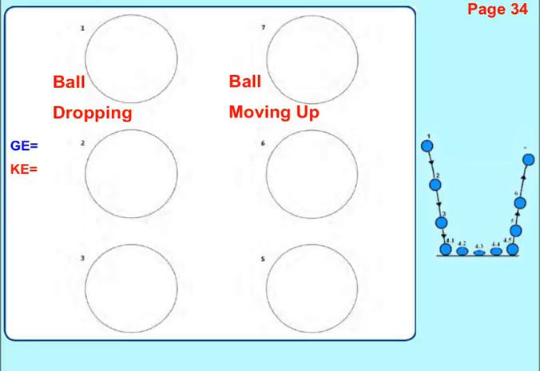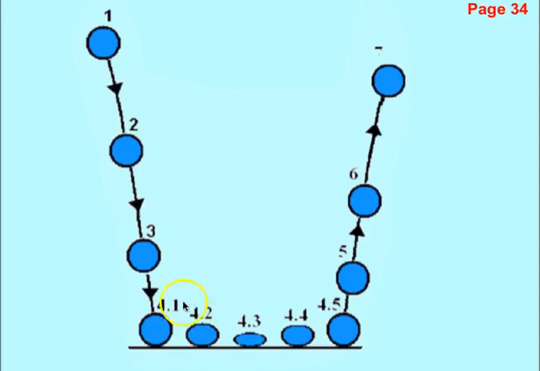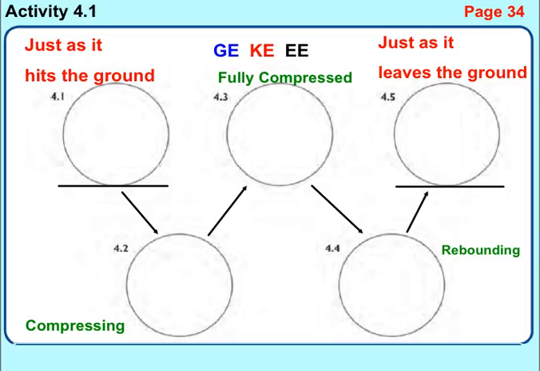So now you've had a little bit of an opportunity to draw those in on page 34. And so now if you look at the bottom of page 34, there's a 4.1, 4.2, 4.3, 4.4, and 4.5. So if we go back to this slide, those all correspond to these. This is where the ball is in contact with the ground. So if we look at the circle for 4.1, the ball has just touched the ground. So just as it hits the ground.